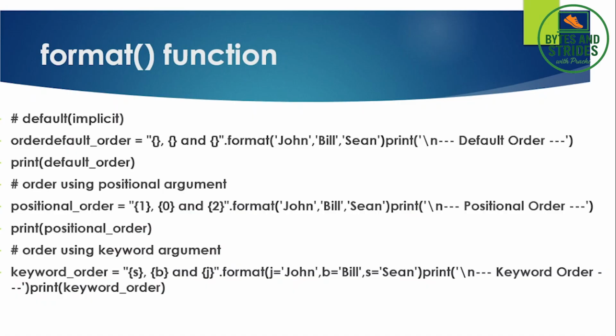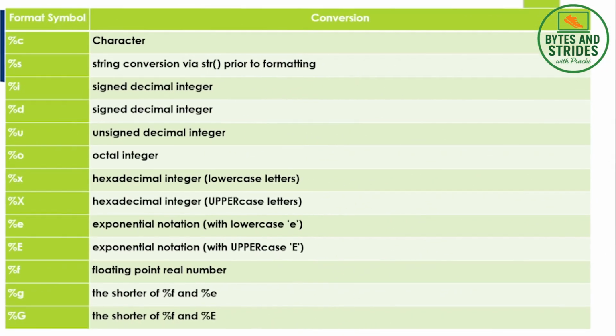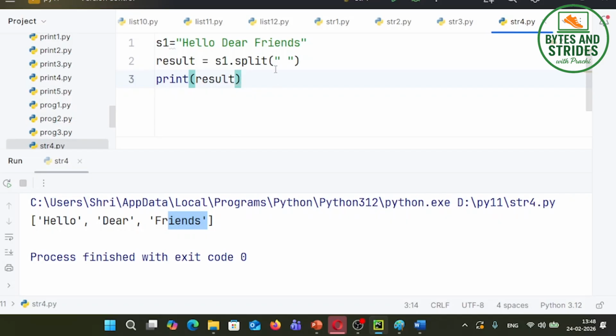Then we have the format function. Format function can be used to display strings in the print function. When we are about to print, we can use this format function so that we can display strings in a nice order. For that, you have to refer to a table that says %c is for a character, %s is for a string, %d is for a decimal. So format function can be used here.